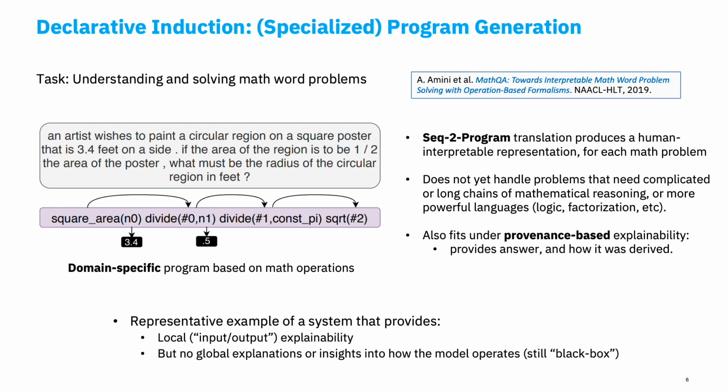We should note that MathQA is also an example that fits under provenance-based explainability, since it provides an answer and how it was derived. Finally, we note that this is a representative example of a system that provides local explainability in the sense of input to output explanations, but gives no global explanations or insights into how the model works. The next few papers will address this.